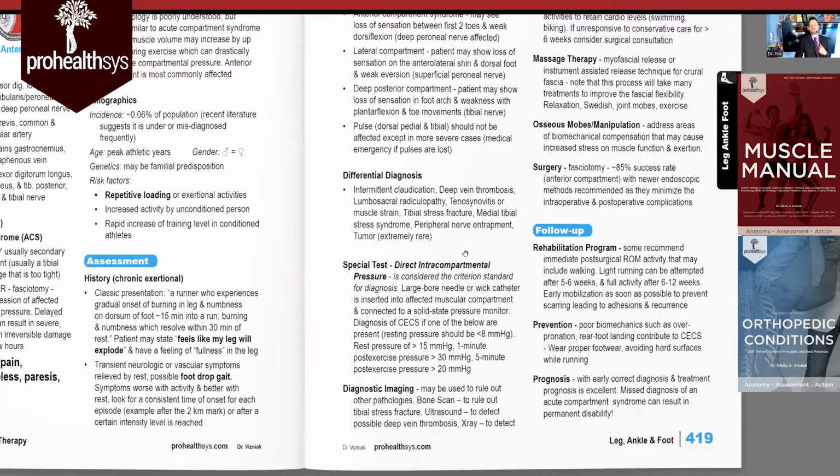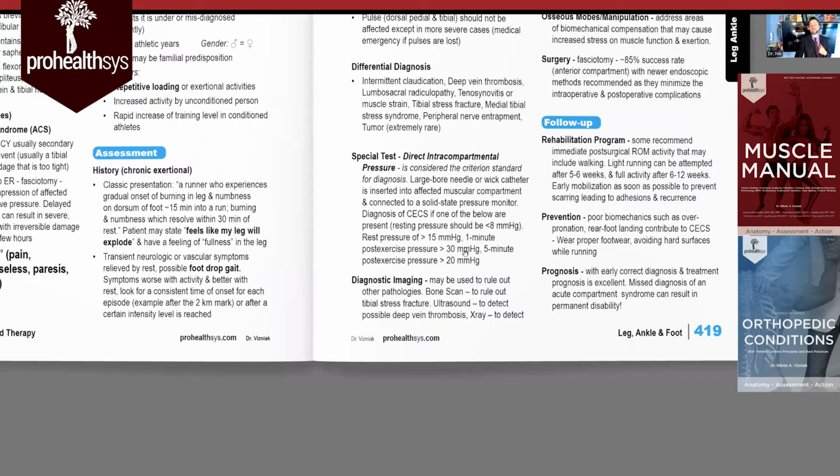All right, special tests. Basically, it's an identification by physical exam in the vast majority of cases. However, you can measure the intercompartmental pressure if you wanted to, and you had the apparatus available to do it. You're looking at an increase of about 30 millimeters of mercury inside of that compartment, or 20 millimeters 5 minutes after exercise.